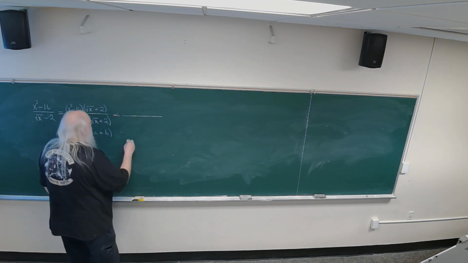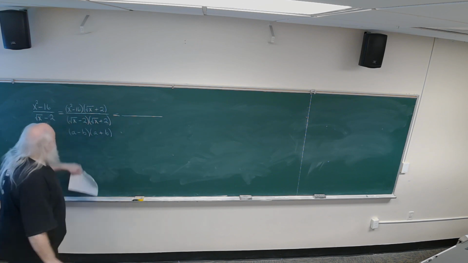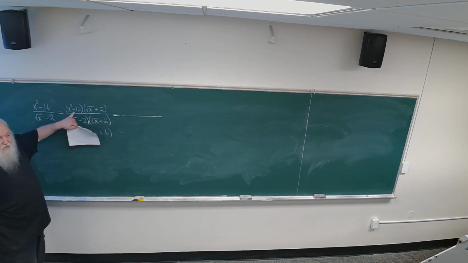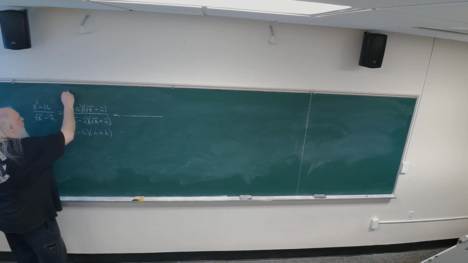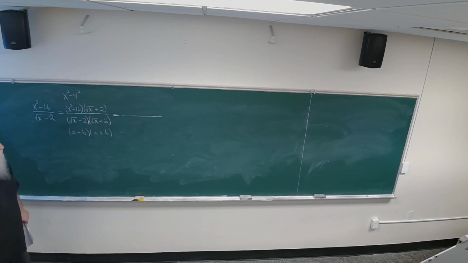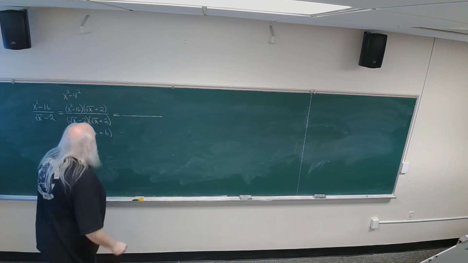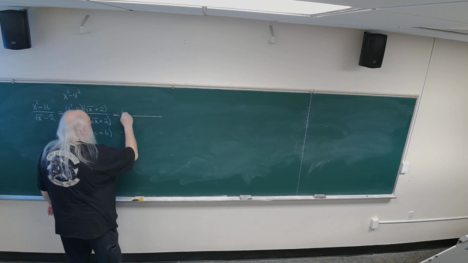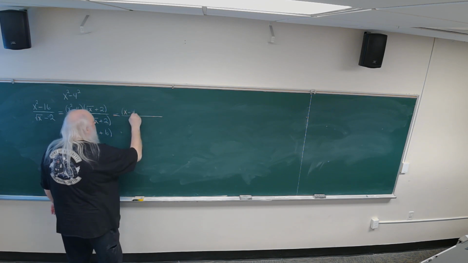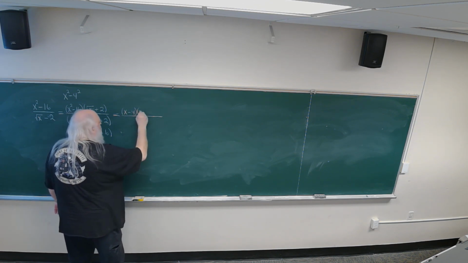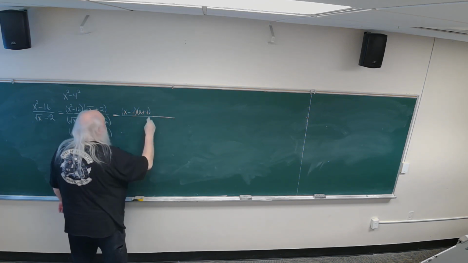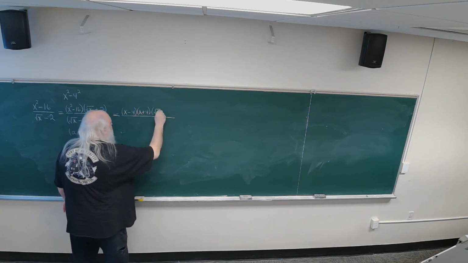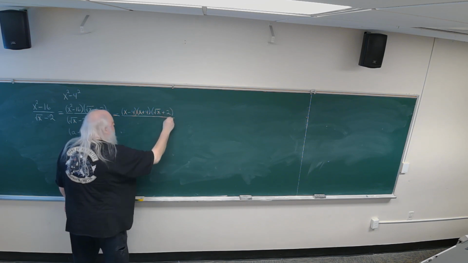So the denominator, well, let's go with the numerator first. In the numerator, we have this factor x squared minus 16. You should recognize that as a difference of squares. You can write that as x squared minus 4 squared. And from page 2, for the difference of squares, that factors into x minus 4 times x plus 4. And then we multiply that by the square root of x plus 2.